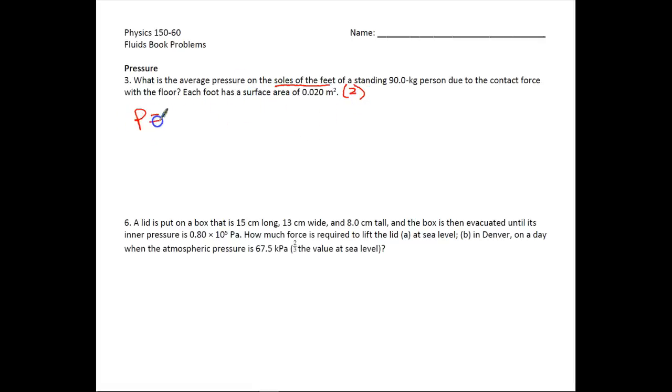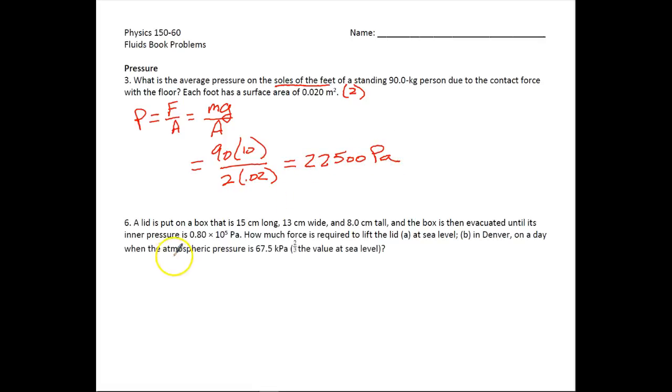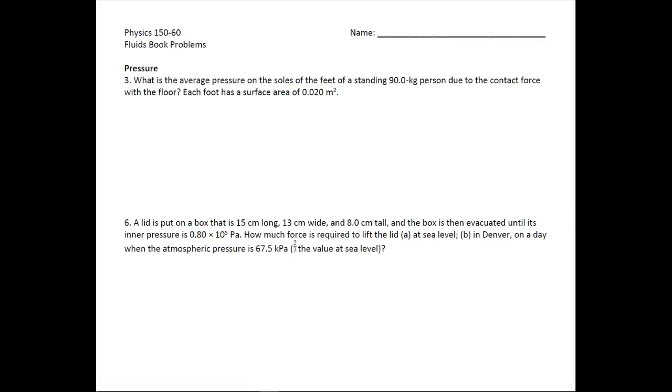But remember, pressure is really simple. It's just equal to force divided by unit area. The force of the person is just their weight, which is mg, divided by their area. Mass here is 90. Gravity, the acceleration due to gravity, we know is 10, and then we're going to have 2 times 0.02 because we have 2 feet. And then your final answer here is 22,500 pascals.